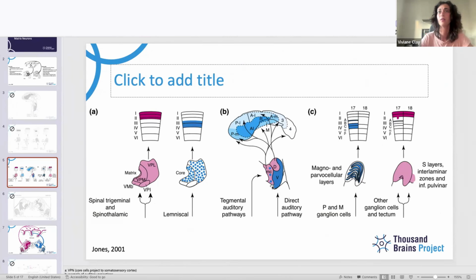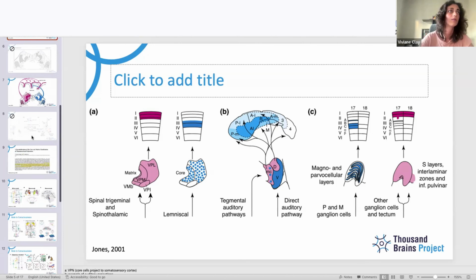So here, this is the auditory nuclei, where we have the direct auditory pathway that goes directly to the primary auditory cortex, but then the matrix cells project much more widely to neighboring regions as well. And then here's LGN, and basically we have the magno and parvocellular layers that project to layer 4, and then the matrix cells are basically everywhere, including the S layers, they call it interlaminar zones, and then project to these upper layers.